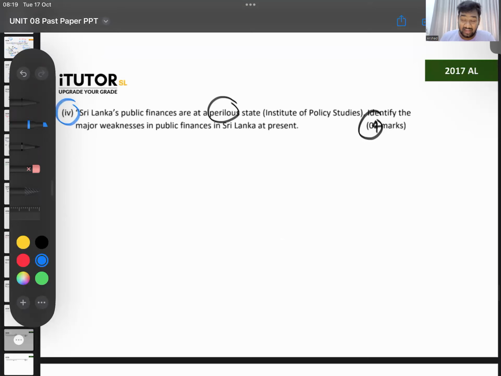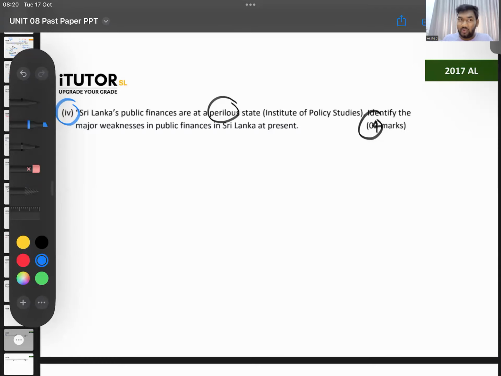Sri Lanka's public finance is at a perilous state. Identify the major weaknesses in public finance. So we'll forget about whatever is there in the marking scheme. I don't know whatever is there in the marking scheme. Can you all give me 4 proper weaknesses in Sri Lanka's public finance? If you talk about, let's say, the recent years, 21, 22. When you say public finance, that is revenue, expenditure, debt, everything. So what can you say? You can say the major weaknesses.